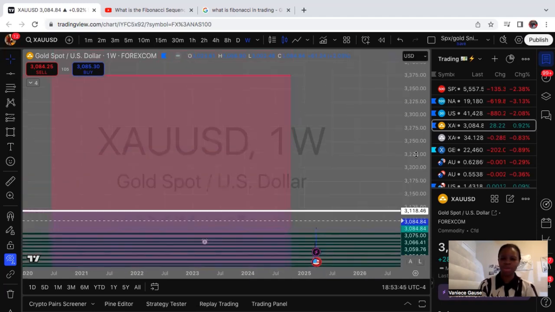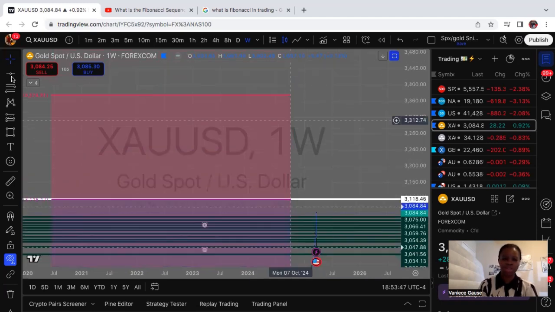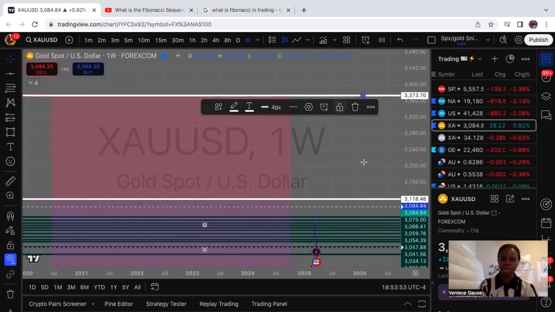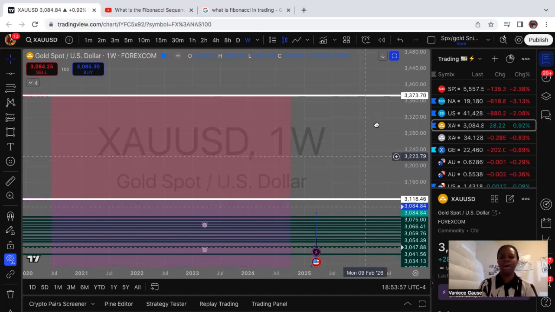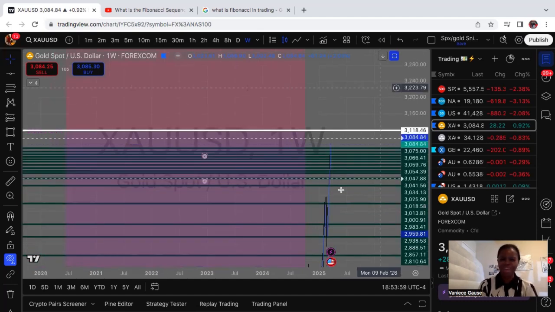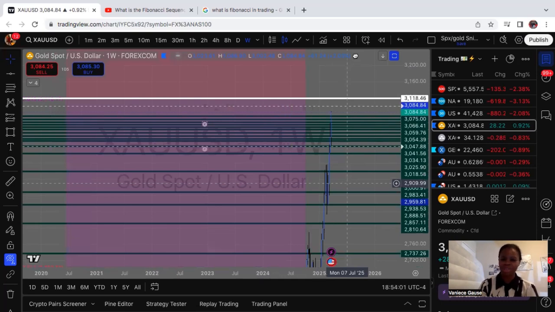And then from there, the last potential zone that I do see happening in the near future is right here at 33.73. And I think that's going to be crazy. But that is pretty much it for this video.